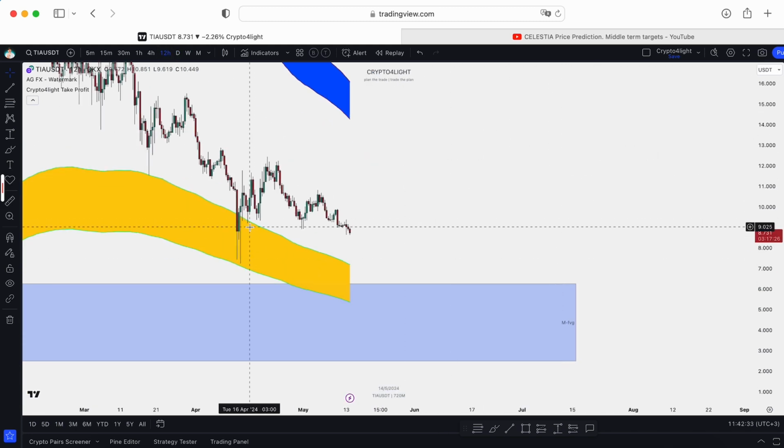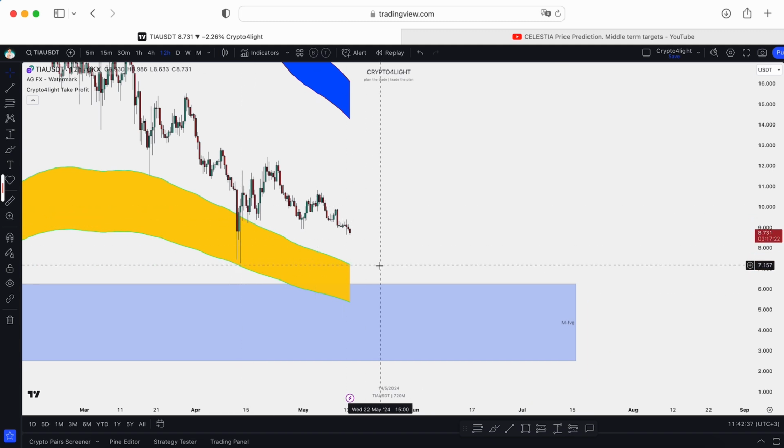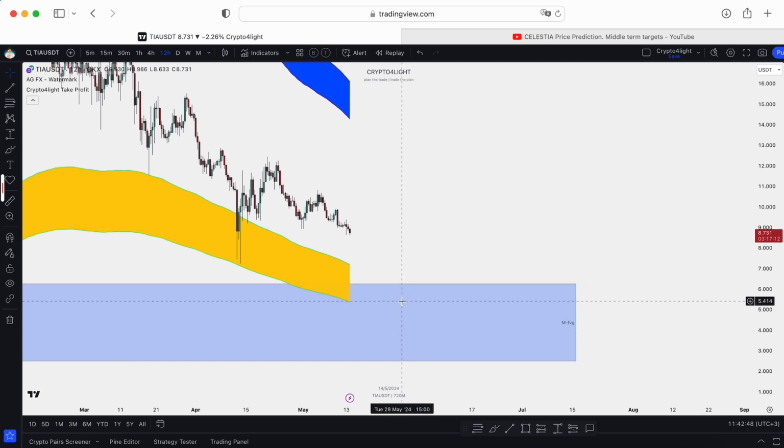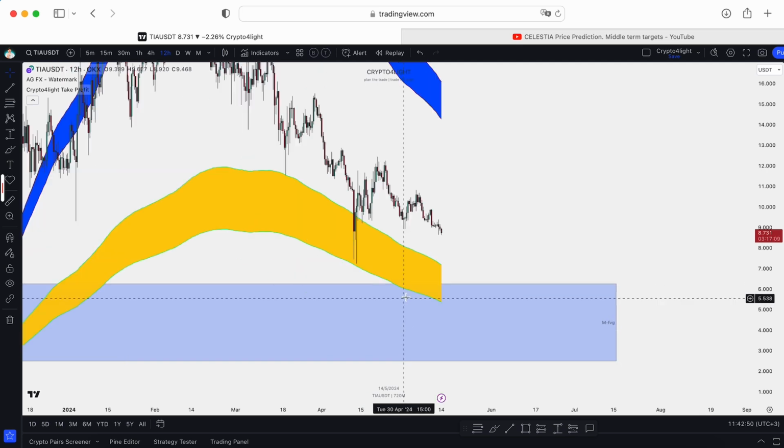So take a look at the 12 time frame. Almost touched fundamental value on the 12 time frame, and the buy line at this current moment is $7.24. So by the time we test the buy line, it can be like $6.28, and the fundamental value of this coin like $5.41 on the 12 time frame.